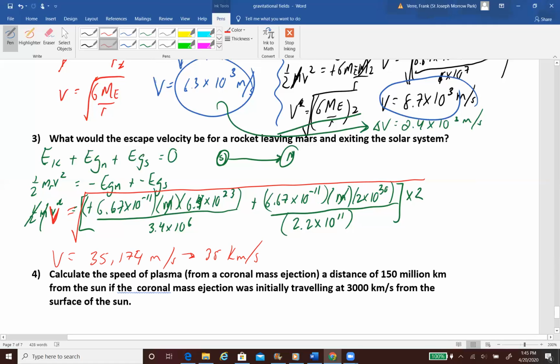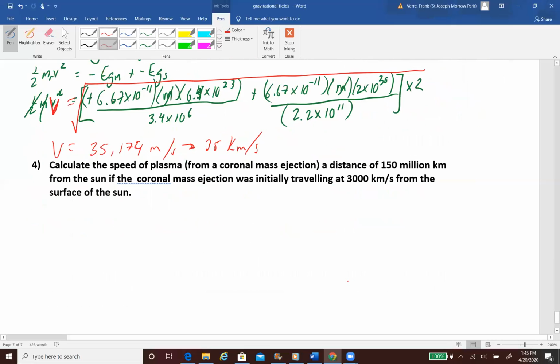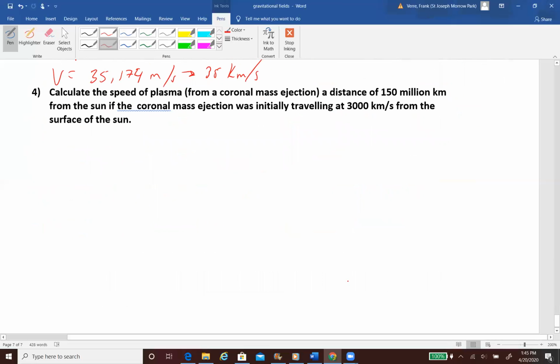Okay. All right. Last question. Is an object actually matter leaving? A coronal mass ejection is when a star spits off matter into space. Plasma is just super hot material. So this super hot material is being shot off the sun, off the surface of the sun. Okay, and we're going to try to figure out what is the speed of the plasma when it is about 150 million kilometers from the surface of the sun.